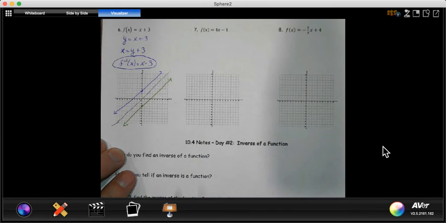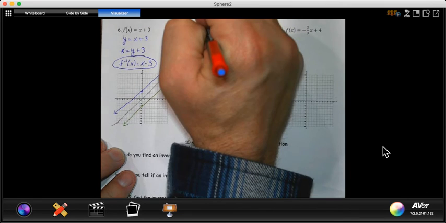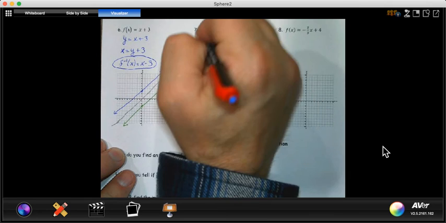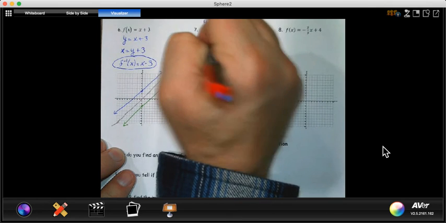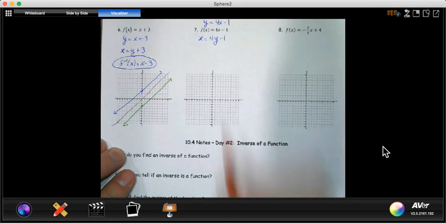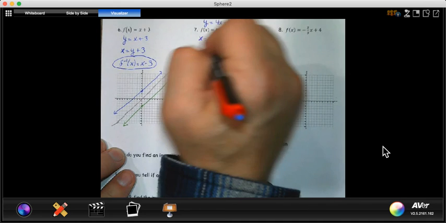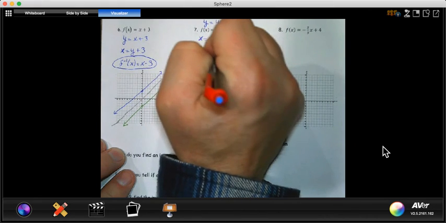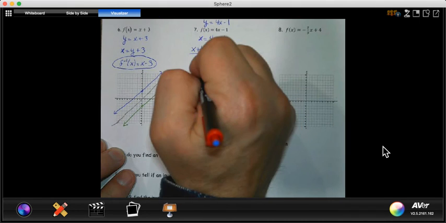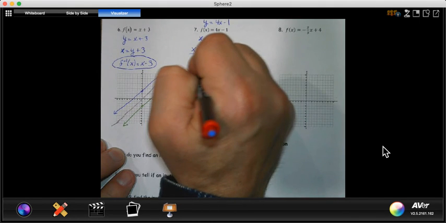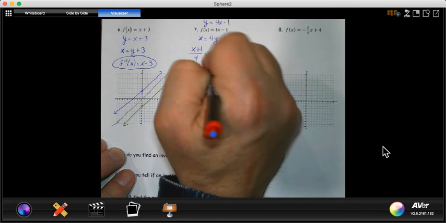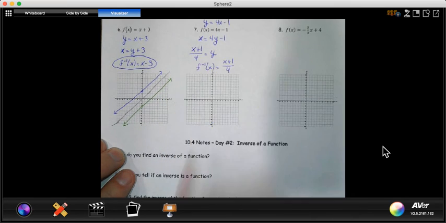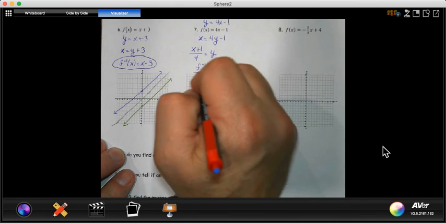All right, 2 more. So replace the f of x with y. So y equals 4x minus 1. Switch the x and the y. X equals 4y minus 1. Add 1, divide by 4. So x plus 1, all divided by 4 is y. Turn it around and replace it with the inverse symbol. So f inverse of x is x plus 1 divided by 4. So there's my final answer.